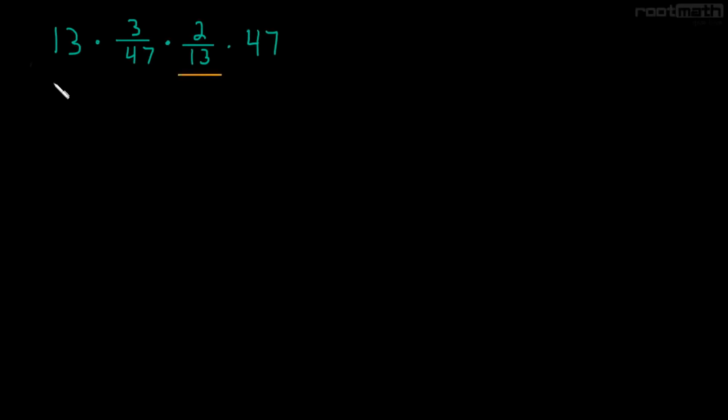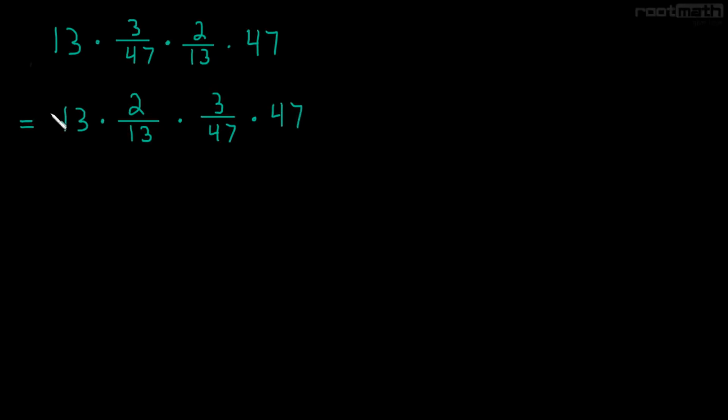Well, it looks like the 13 in the denominator there and the 13 on the left maybe will cancel, and the 47 in the denominator and the 47 on the right might cancel. So since multiplication is commutative, something we've already learned, we can rearrange this any way we want. So we'll rearrange it this way. Let's put the 13s together and the 47s together.